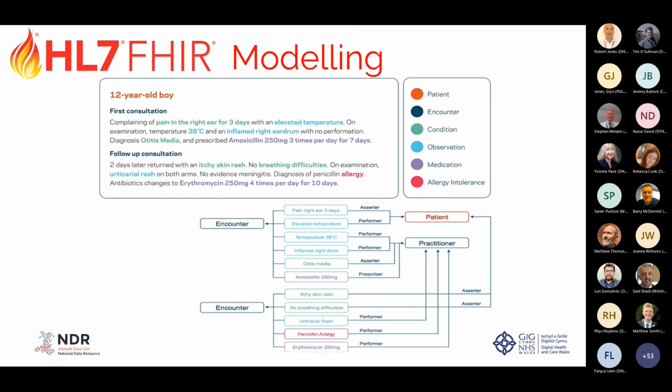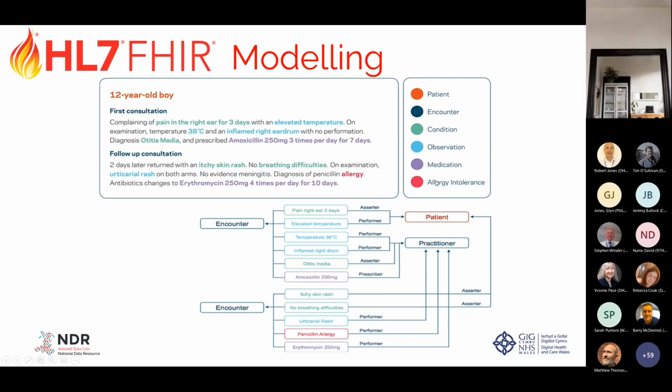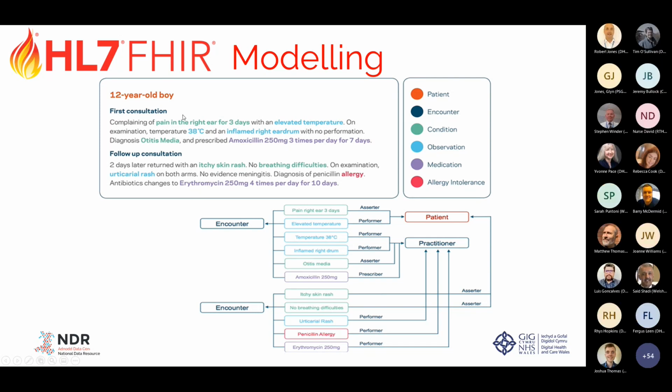For those that aren't into FHIR in a big way, this is about how you would model a consultation using FHIR. On the right-hand side here, these dots effectively represent what they call FHIR resources: patient, encounter, condition, observation, medication, allergy, intolerance. This example shows a 12-year-old boy goes to a GP, complains of pain in the right ear for 3 days with an elevated temperature. I'm not going to go through this. It's basically a scenario there.